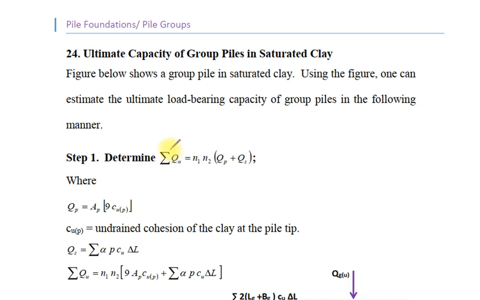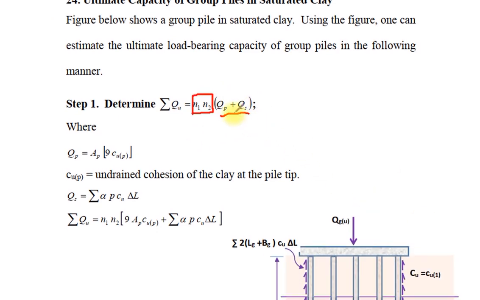Take this formula: the summation of ultimate bearing capacity equals N1 multiplied by N2. N1 multiplied by N2 gives us the number of piles. QP plus QS is the ultimate bearing capacity of a single pile. QP is the point resistance. QS is the skin friction of the pile.